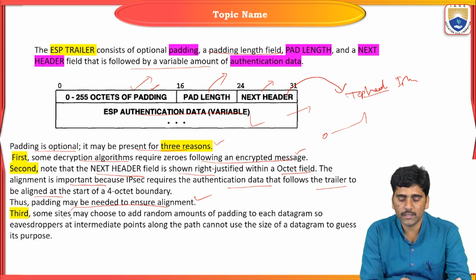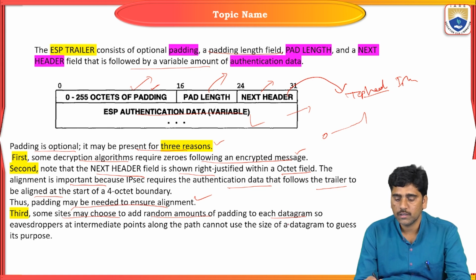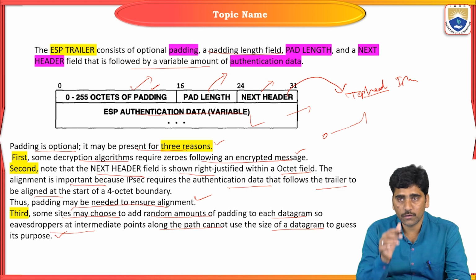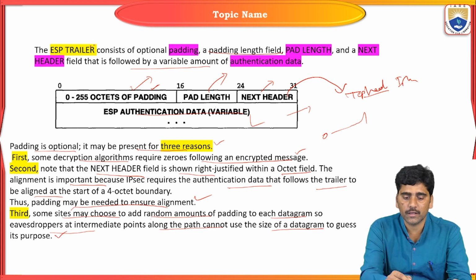And third, some sites may choose to add a random amount of padding to each datagram, so eavesdroppers at intermediate points along the path cannot use the size of the datagram to guess its purpose. So these are the fields in the ESP trailer.